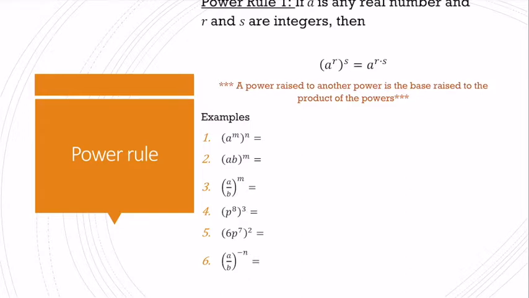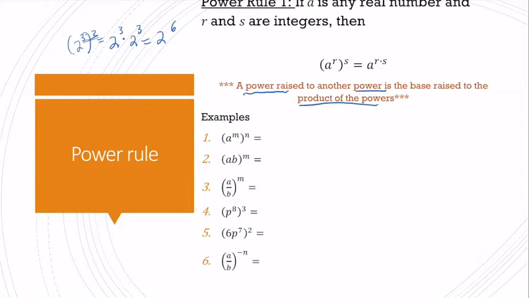So here is the second power rule, and it says that if a is any real number and r and s are integers, then a to the r raised to the s is going to be a to the r times s. I.e., a power raised to another power is the base raised to the product of the powers. Let me do an example. If I have 2 cubed squared, that means I'm taking 2 cubed times itself twice, right? That's what it means to square something. That'd give me 2 to the 6th. 3 plus 3 is 6, but 2 times 3 is also 6. So we want to go ahead and multiply them together.